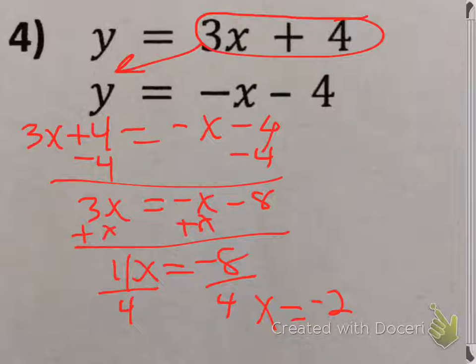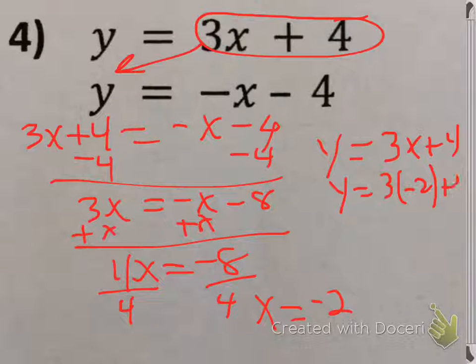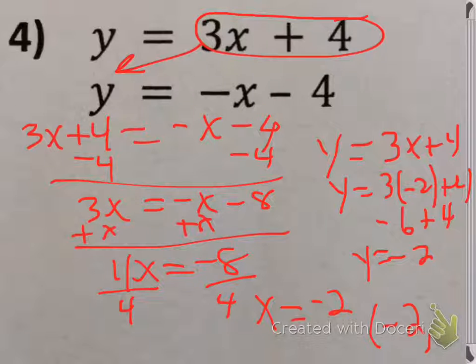I'm not done yet though. I got to take that x and substitute it back into one of those top equations. So I'm going to pick that top one up there, 3x plus 4. I'm going to have y equals 3 times a negative 2 plus 4. 3 times a negative 2 is a negative 6. Negative 6 plus 4 is a negative 2. So my y equals negative 2. My ordered pair solution is negative 2, negative 2.